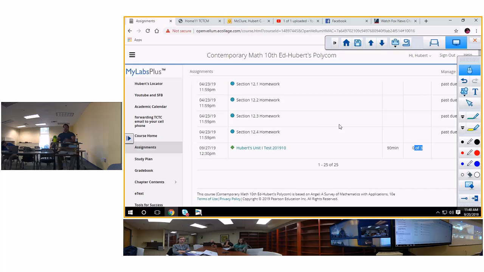What does the computer take? 98. So please don't text me and say, I made a 98 on the first test. Do I need to take the second and third test? Will you get a reply? No. Nope. Okay, so let's go and click on it and see what happens.